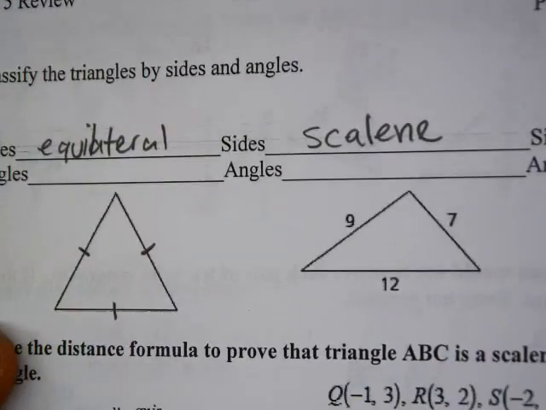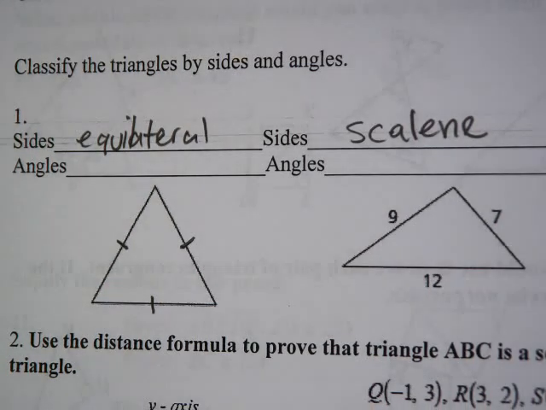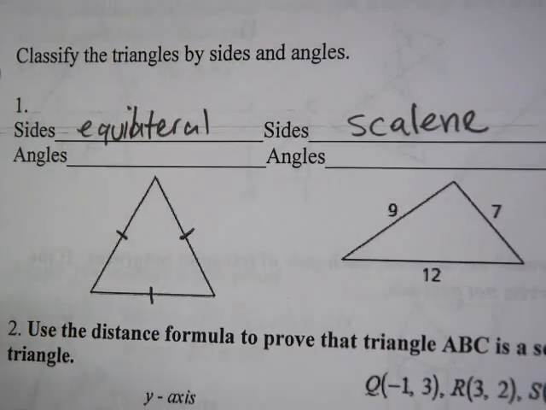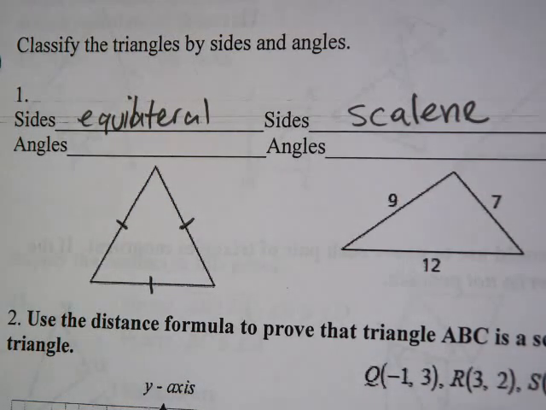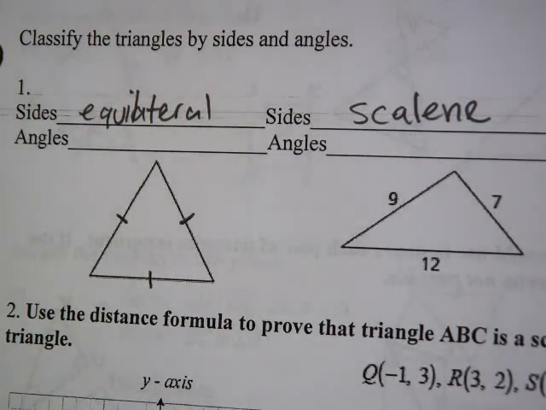When it says classify the triangle by angles, it's meaning is the triangle acute, is it right, or is it obtuse? To be an acute triangle, you have to have all the angles acute. To be a right triangle, you need to have one right angle. To be an obtuse triangle, you need to have one obtuse angle.